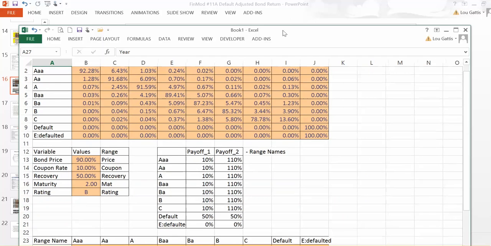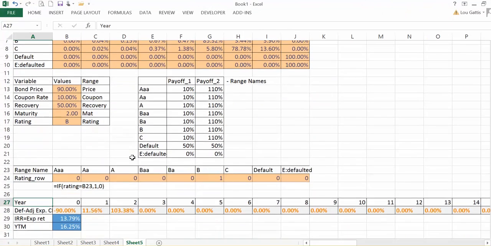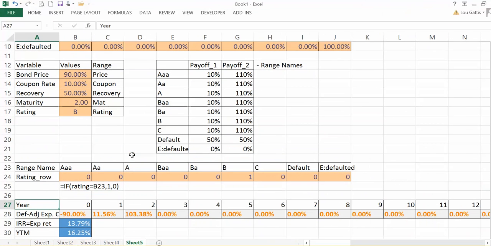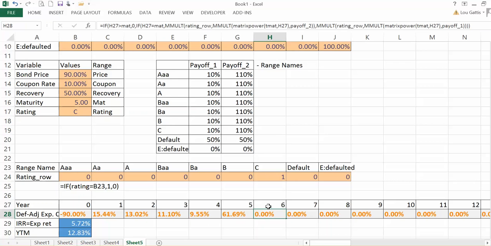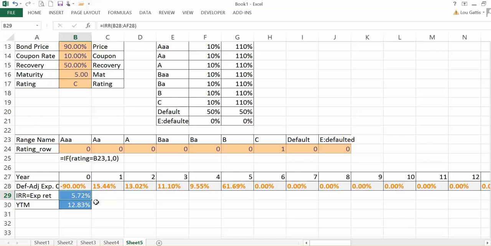Now the nice thing about this spreadsheet is now I could enter in, say, let's try a C-rated 5-year bond. Now the C will change the 1 to go there, so now it gets the right row in the transition matrix, and the 5 will make sure that the cash flows end at year 5. And you can see I have an expected return of 572 and a YTM of 1283 for this particular bond.